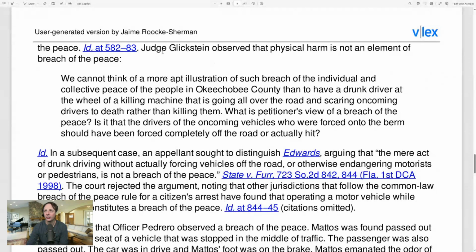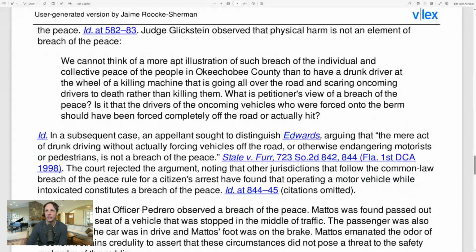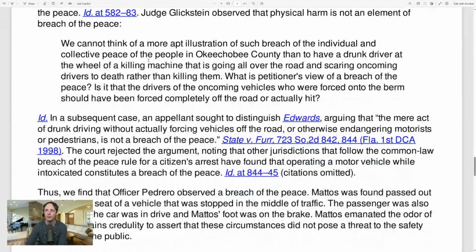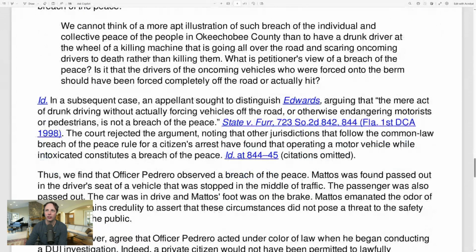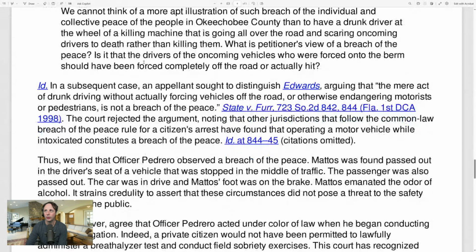So Judge Glickstein observed that physical harm is not an element of breach of the peace. We cannot think of a more apt illustration of such breach of the individual and collective peace of the people in Okeechobee County than to have a drunk driver at the wheel of a killing machine that is going all over the road and scaring oncoming drivers to death rather than killing them. What is petitioner's view of breach of the peace? Is it that the drivers of the oncoming vehicles who were forced onto the berm should have been forced completely off the road or actually hit?